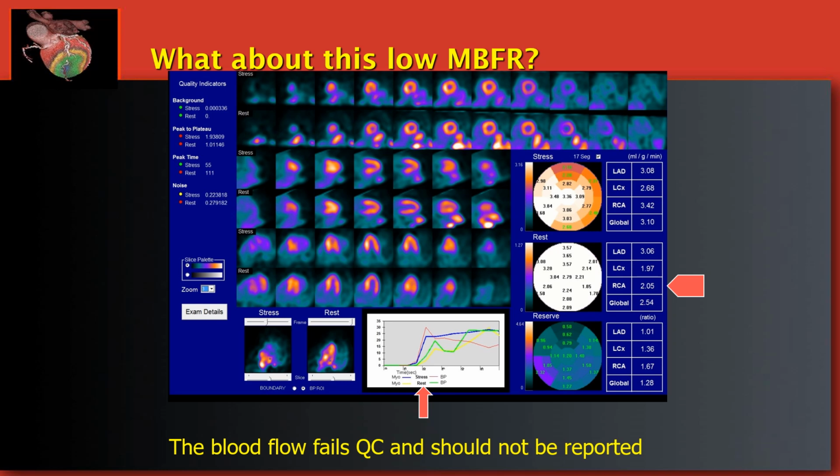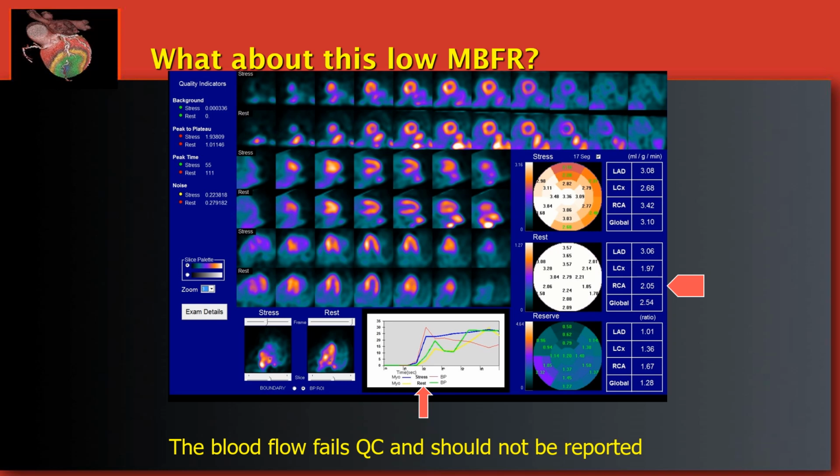All right, so this one has the answer on it, but what about this one? I want you guys to look at it first. So the perfusion looks okay, but if you go to the blood flow reserve numbers, one of them is a little bit low.